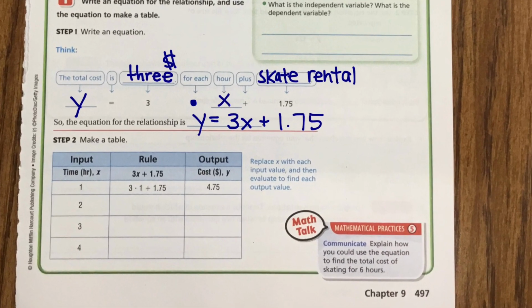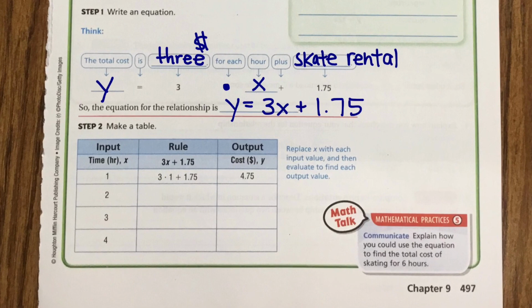Now it wants me to do my input-output table. So my input is x. Please circle this and understand it. And my output is y. That's going to be my answer. So this tells me what x is. What is x? It is 1, 2, 3, and 4. So I already know what x is. All I have to do is what? Plug it in.